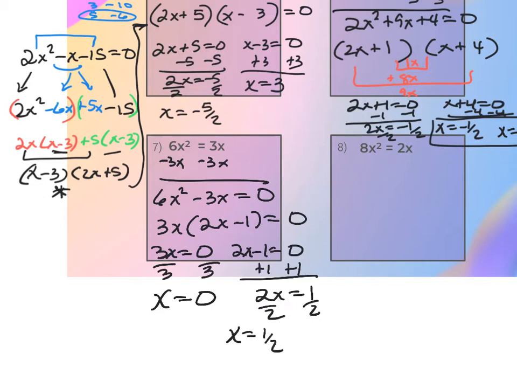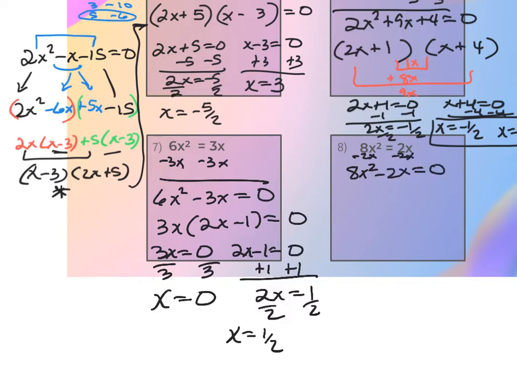Divide by 3, and x equals 0. Over here, add 1, divide by 2, and x equals 1/2. Okay, so for the next example, the same thing. I need to set it equal to 0. So I'm going to subtract 2x from both sides.